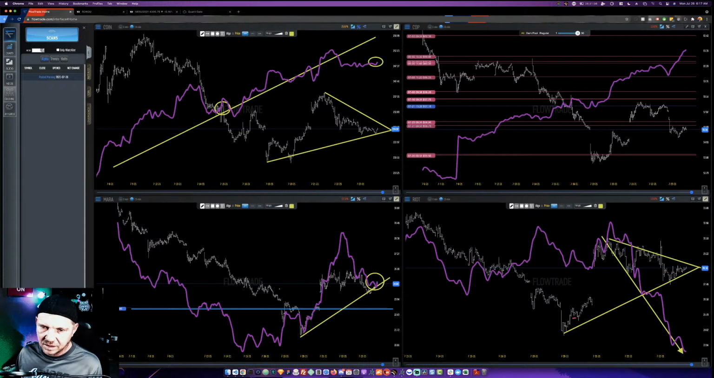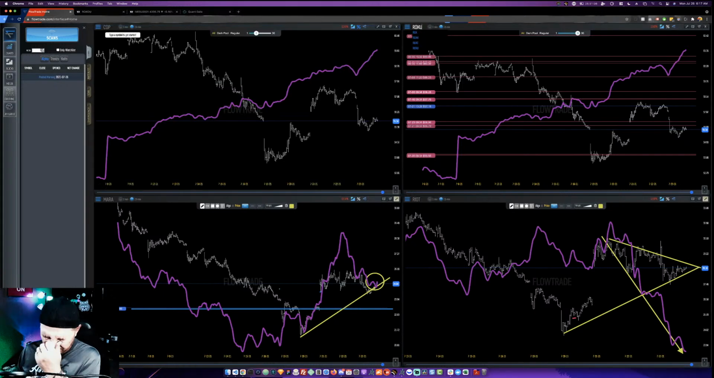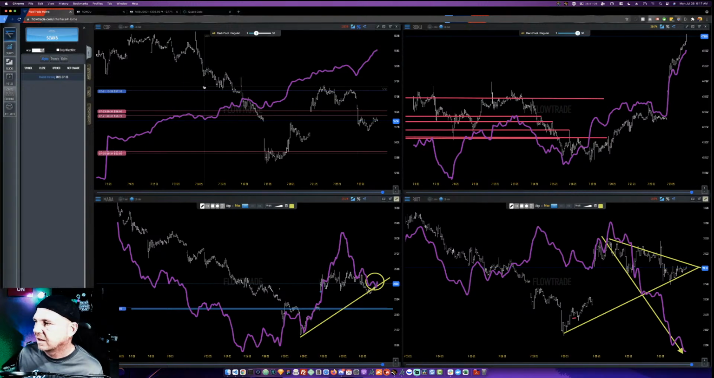I gotta run. You want me to check out COP? COP and then Roku. Anything that's involved in tech is going to move just because of earnings. All right. The algo is buying with price action on Roku. I don't see any reason why it would stop.